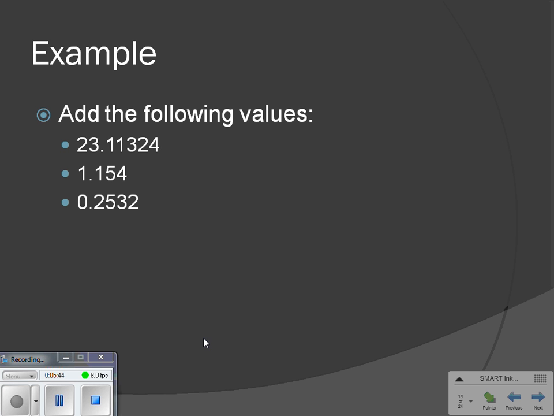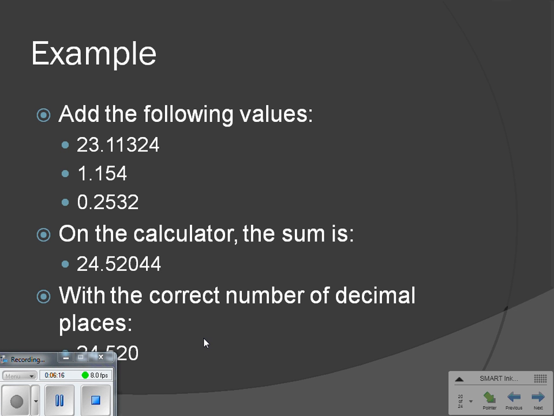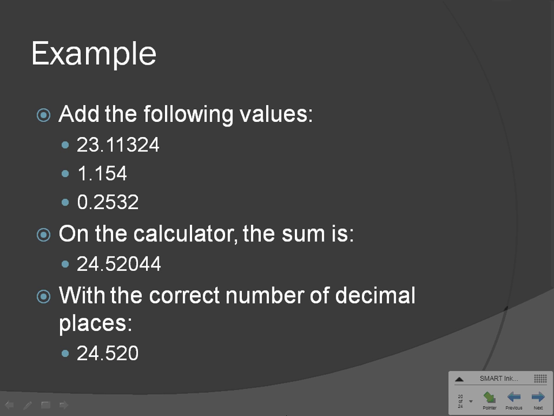0.2532. Now, if we look at the decimal points, we have 5 after the decimal point here, we have 3 here, and we have 4 here. So that means the most we can have is 3 decimal places. That's the most accurate we can get with our addition. So if we were on a calculator, our sum would be 24.52044. With our knowledge of our correct number of decimal places, we can get 24.520. That is the most accurate we can get.